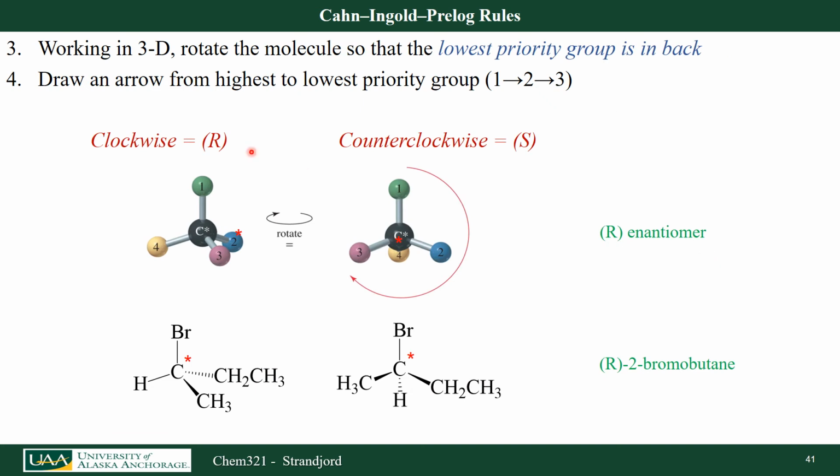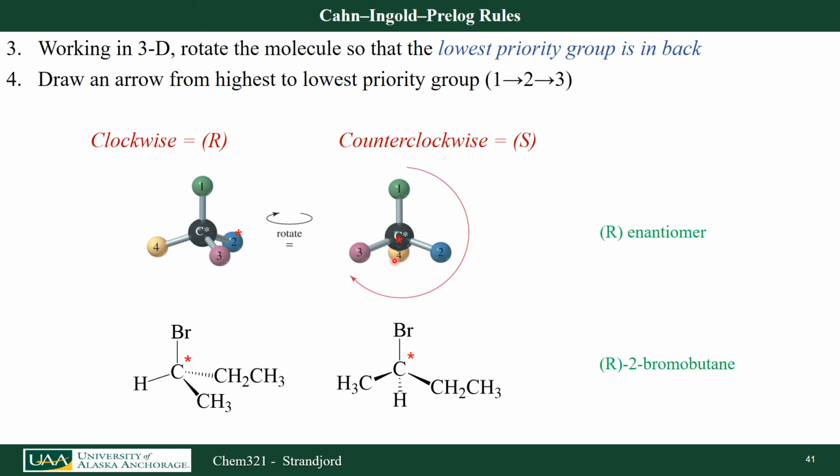So on number 3, I need to work in 3-dimensional space. I need to rotate the whole molecule so that the lowest priority group, the number 4, is always pointing back into the board. So in this case, you can see I have this generic molecule here, which I've rated based on the priority rules. 1 is up at the top, that's highest priority. 2, 3, and 4. I'm going to rotate this counterclockwise so I can put 4 in the back here. So that you have to do mentally, and it's challenging sometimes.